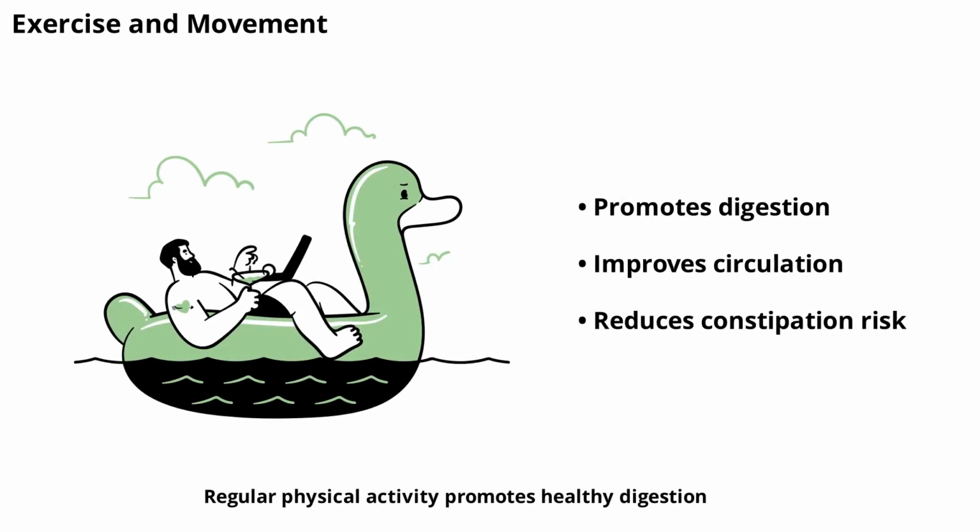Regular physical activity promotes healthy digestion and reduces the risk of constipation. Even simple activities like walking or stretching can help. Exercise also improves circulation, which benefits the veins in your rectum and anus. Incorporating movement into your daily routine is a practical way to lower your risk of hemorrhoids.